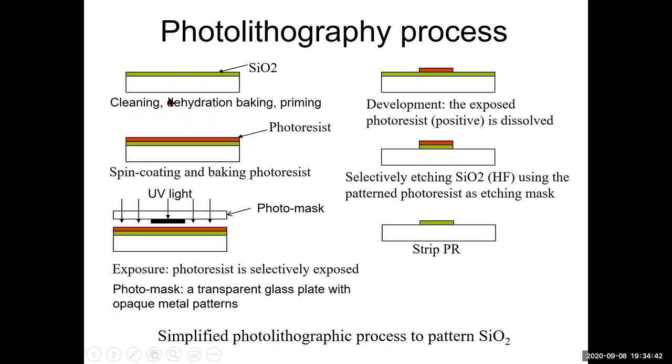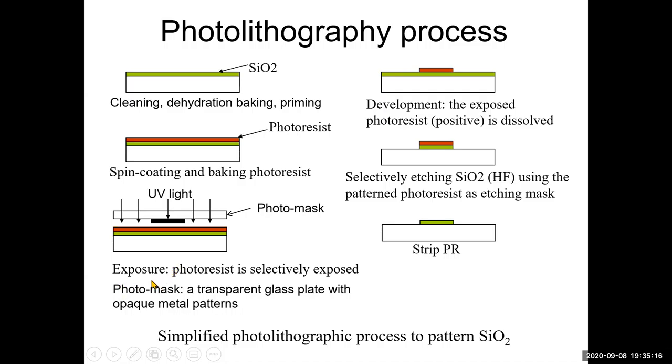Assume we have a silicon wafer covered with a silicon dioxide layer, this green layer. Then after cleaning, dehydration baking, and priming, a photoresist layer is spin coated and baked. This is the red layer, which stands for the PR layer, the photoresist layer.